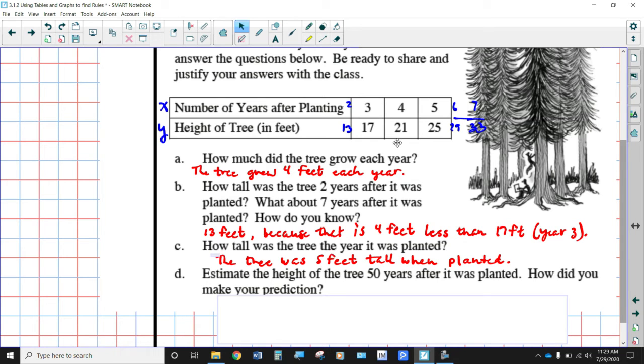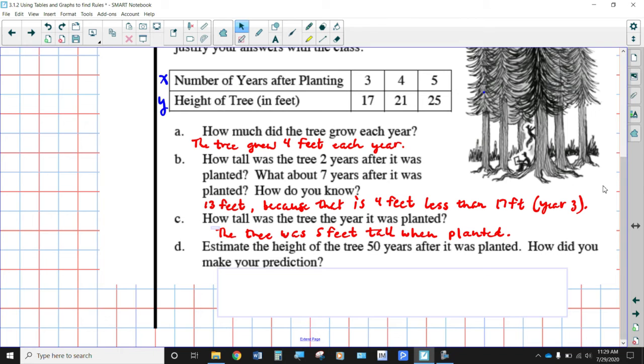So we're just going to assume that the tree has been growing consistently and will continue to grow consistently. Now, in real life, this is great for estimations, but shouldn't be considered like an absolute rule to be followed. Although we are going to create a rule, but that rule is for prediction and estimation purposes. It's not expected to be exact every single time.